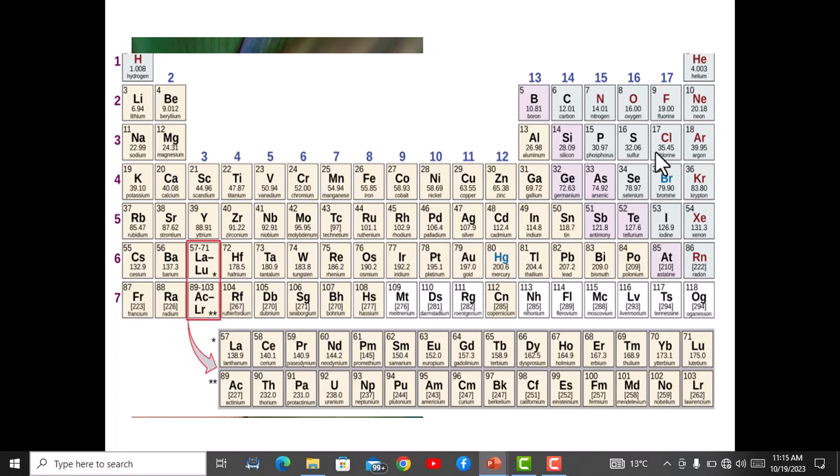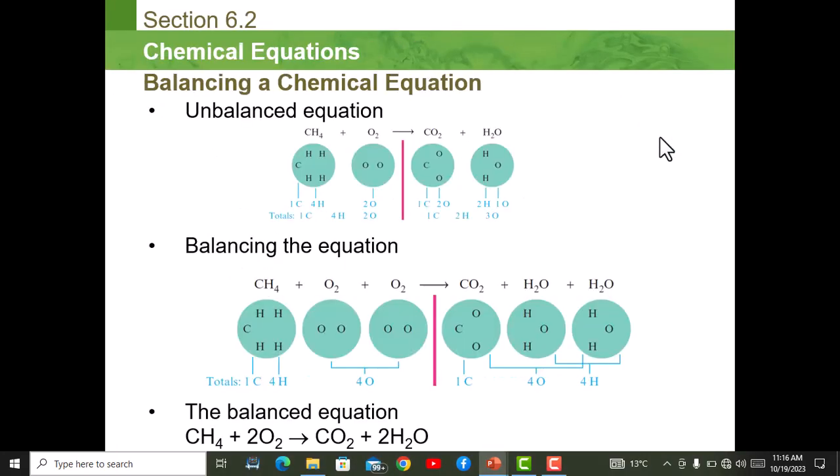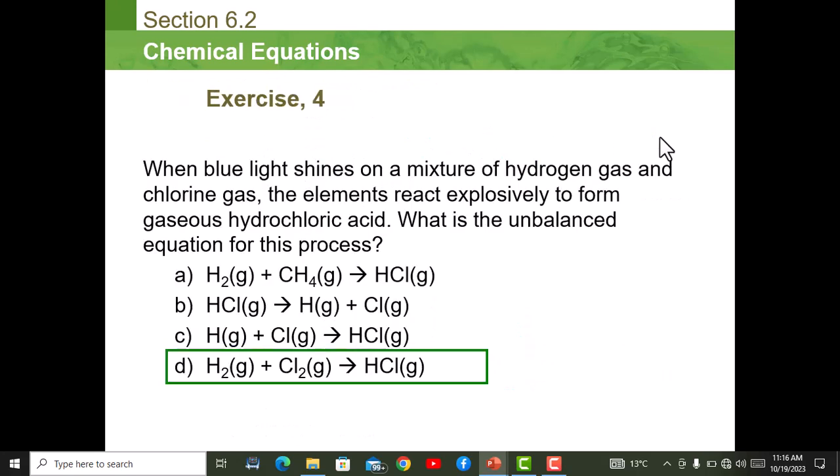So one thing worthy of noting here is that chlorine is more electronegative than hydrogen. So hydrogen has a plus ion and chlorine has a minus ion because it is more electronegative. So when the reaction happens between chlorine and hydrogen, chlorine tends to pull the electron to itself because it is more electronegative. We will deal with that when time is right. But let's go back very quickly just to answer the question. So they say to us here, what is the unbalanced equation for this process?